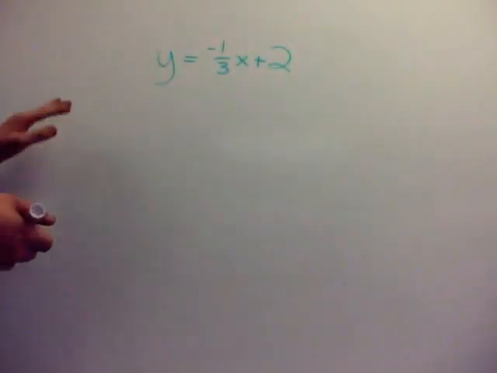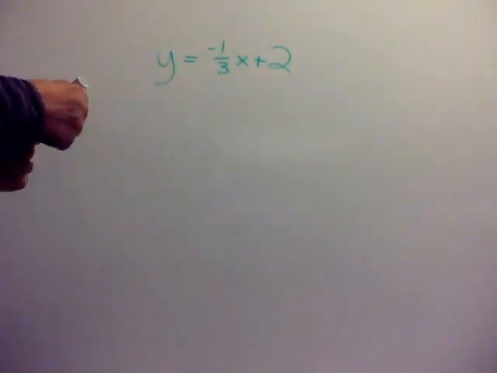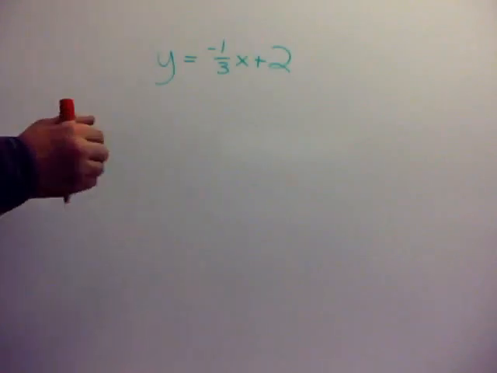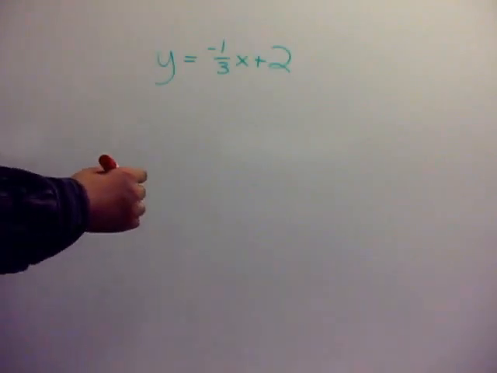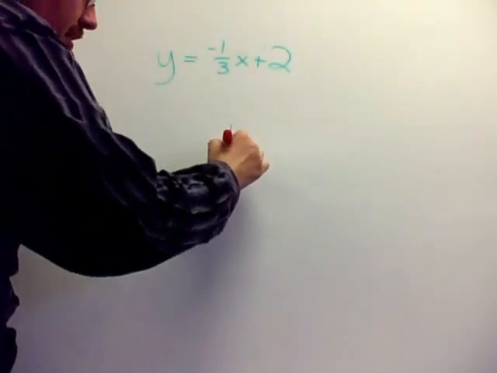Let's go ahead and start out with an easy one. This is the one that's going to be exactly on the quiz. So we have y equals negative 1/3 x plus 2. Just graph it.